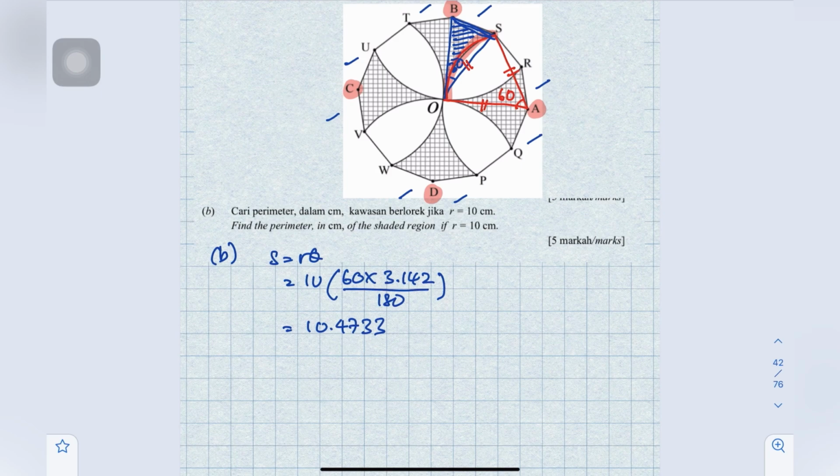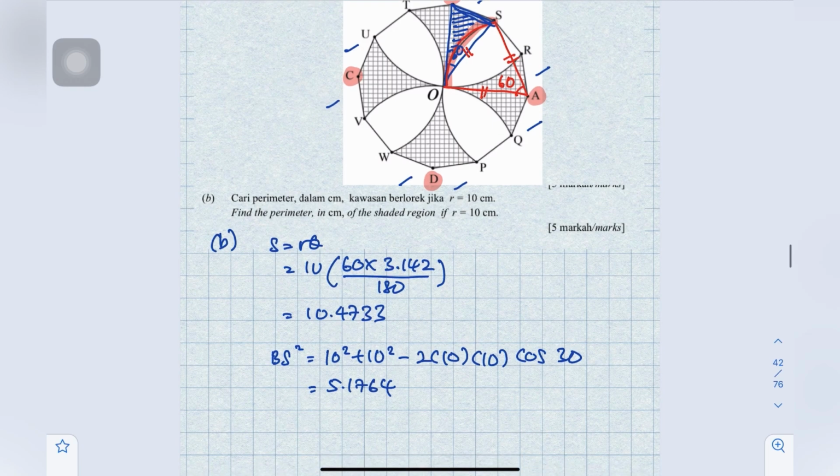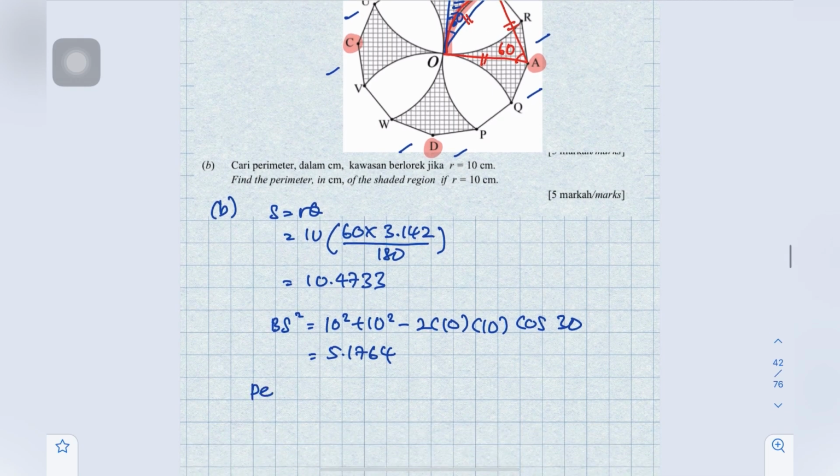Okay, so then we have BS. To find BS, you can use the cosine rule. So BS squared equals 10 squared plus 10 squared minus 2 times 10 times 10 cos 30. Then we calculate, and take the square root. So we will get 5.1764. Okay, so then to find the perimeter.